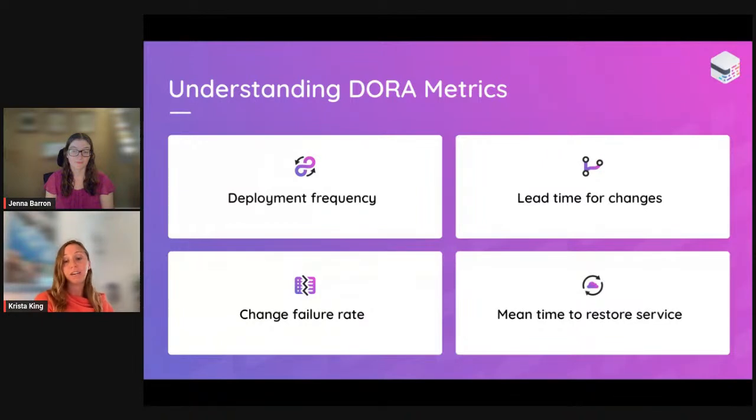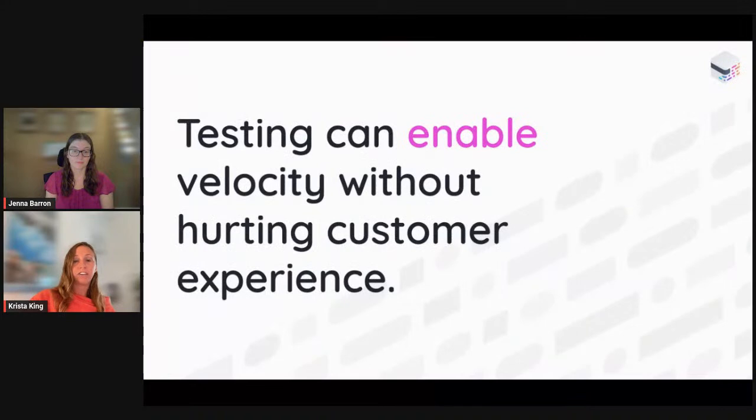Collectively, these metrics have become a North Star for quality and development teams as a way to improve their overall efficiency and effectiveness of their general operations. So in the next few minutes, I'll explore how quality practitioners can make a positive impact by optimizing their deployment frequency and change failure rates. In other words, we'll look at how testing can help our teams move faster without hurting the customer experience.